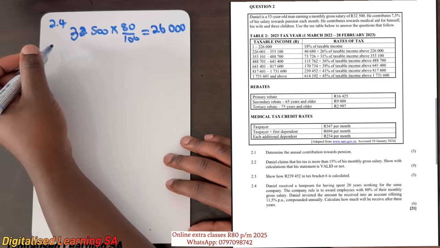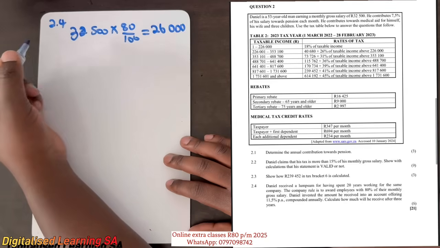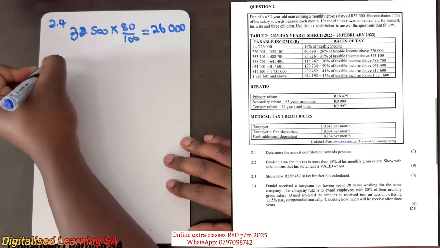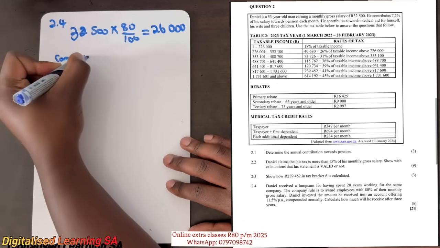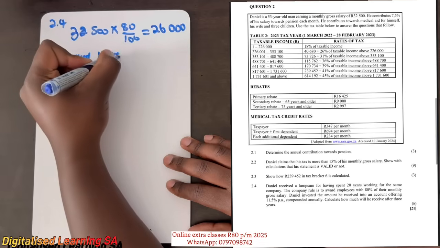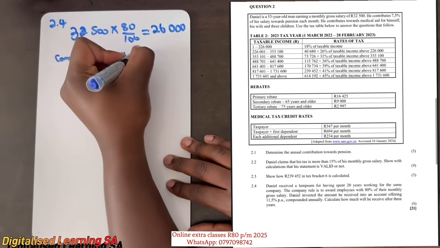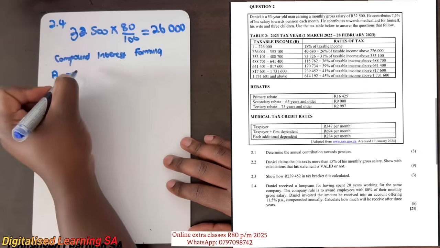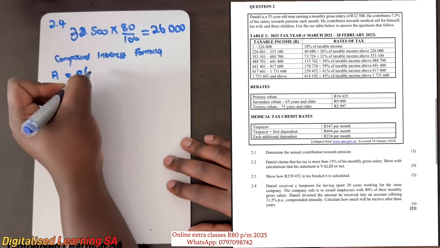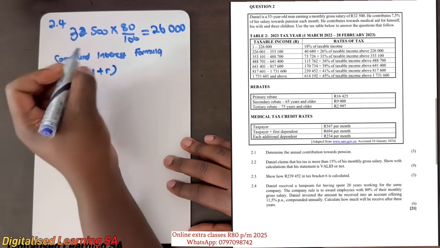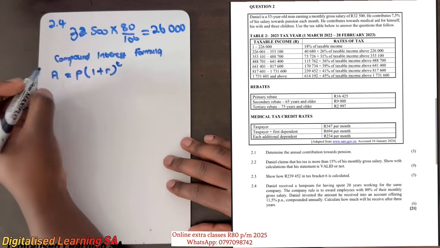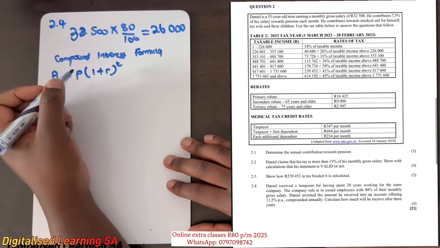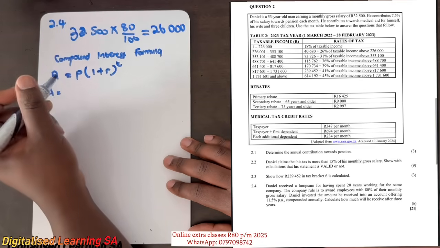compounded annually. Calculate how much he will receive after 3 years. So they said compounded annually, meaning that we are going to use the compound interest formula. So the compound interest formula says that A is equal to P(1 + R)^T. And in this case, we know that A is the final amount after investing. So this is how much you will receive after 3 years.